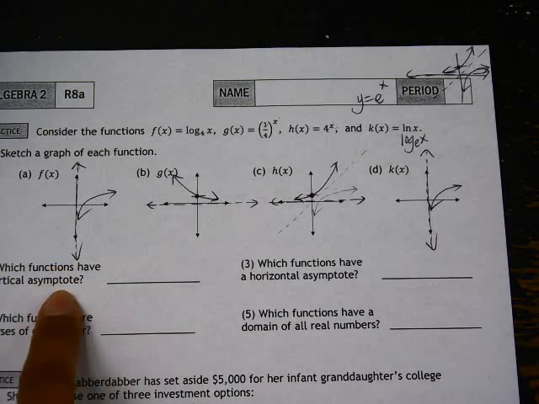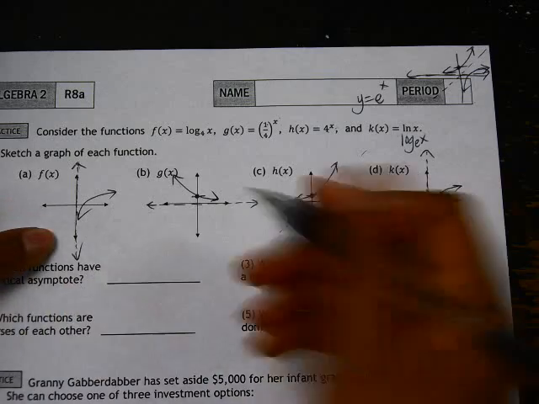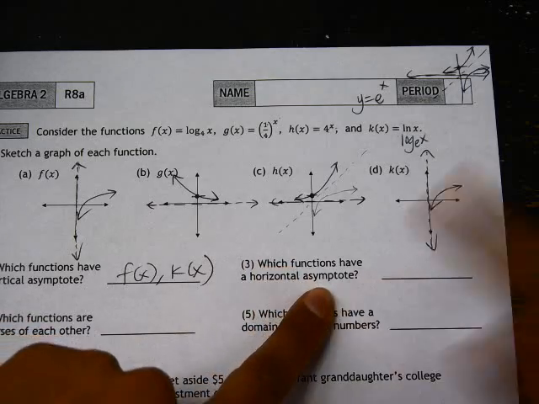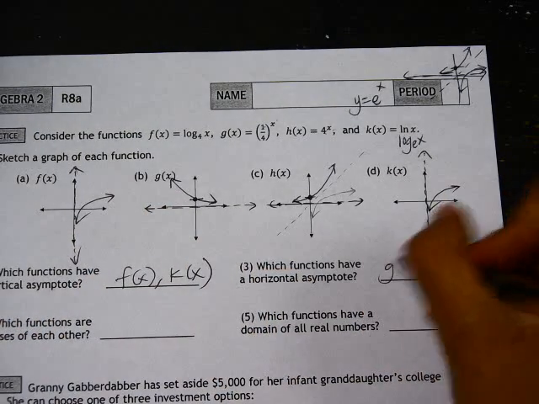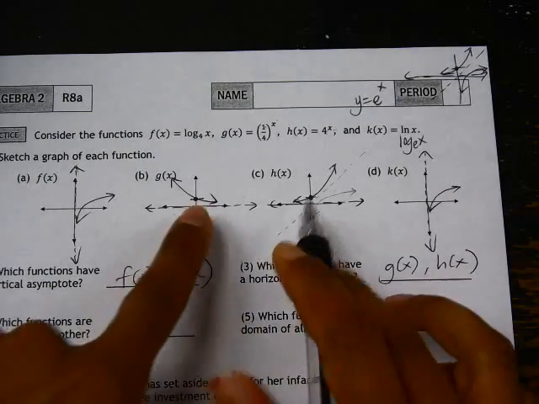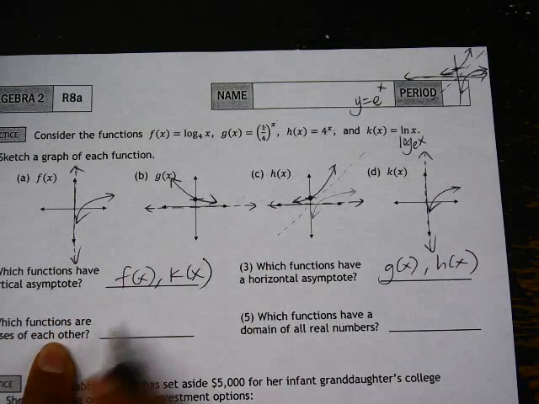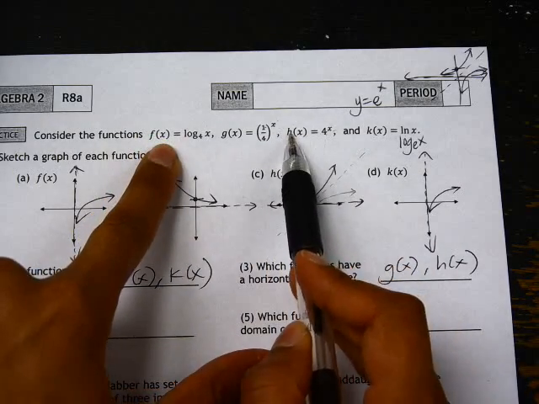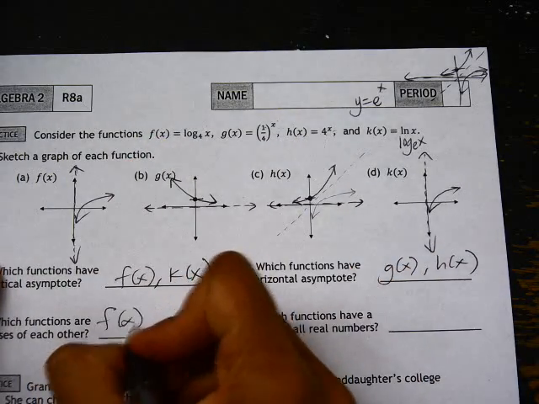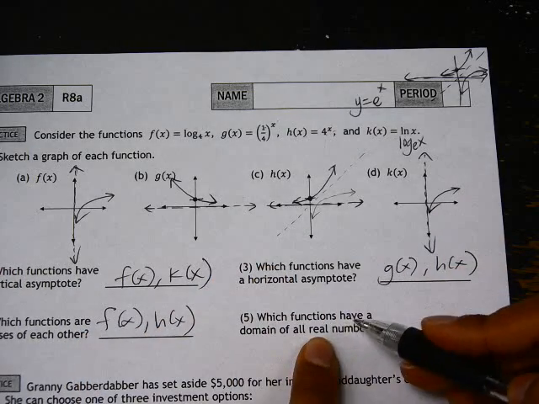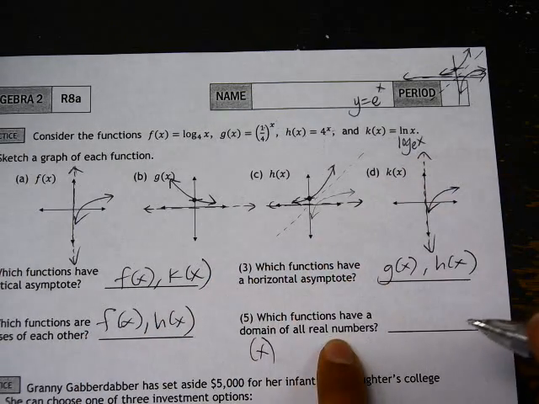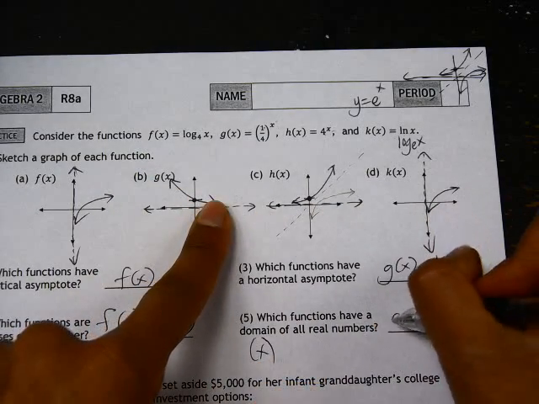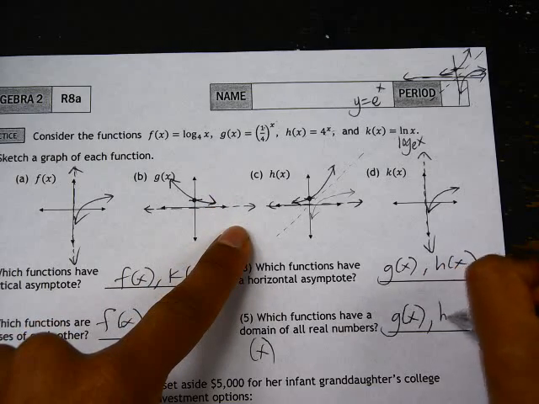Alright, now which functions have a vertical asymptote? Well, we can see here functions f and k, because those are the log functions. Horizontal asymptote, that would be functions g and h, because those are exponential. Inverses, well here h and f are inverses of each other. And which functions have a domain of all real numbers? Both of the exponentials go forever in both directions in the x direction, so g and h.